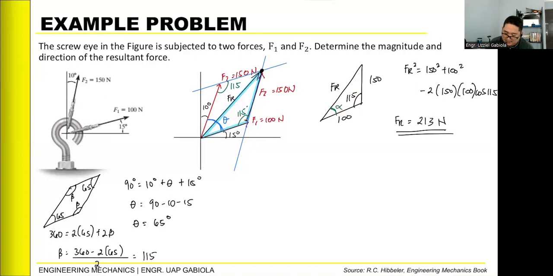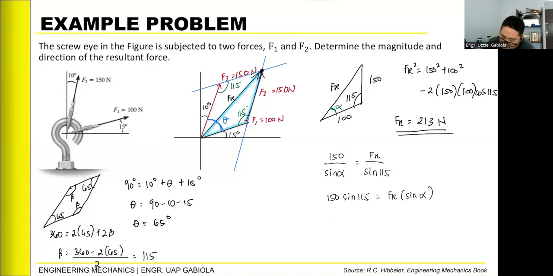Tawagin natin siyang alpha. Okay? Paano natin makukuha si alpha? By using sine law naman. Okay? So, si sine law, ang ano lang niya, yung side natin over yung katapat niyang angle, then yung side natin over katapat na angle. So, this will be 150 over sine alpha is equals to FR over sine 115. And na-calculate na natin si FR. Pwede natin makuha si sine alpha. So, cross-multiply natin. 150 sine 115 is equals to FR sine alpha.